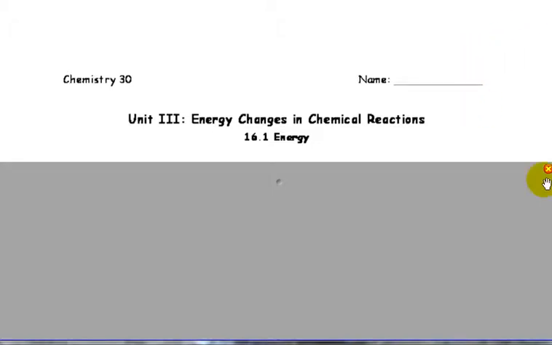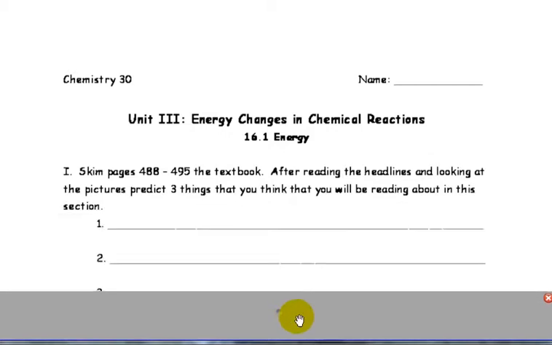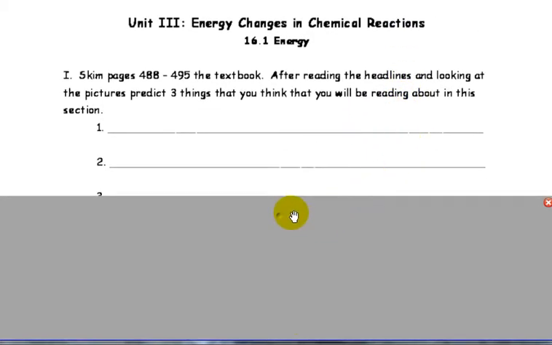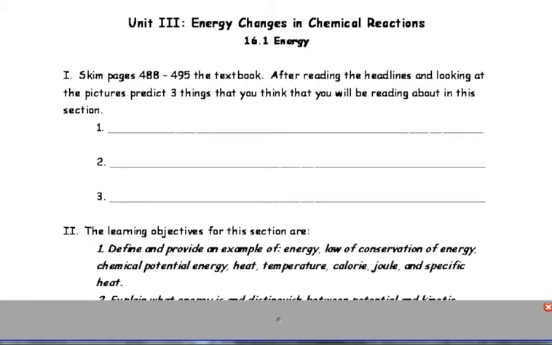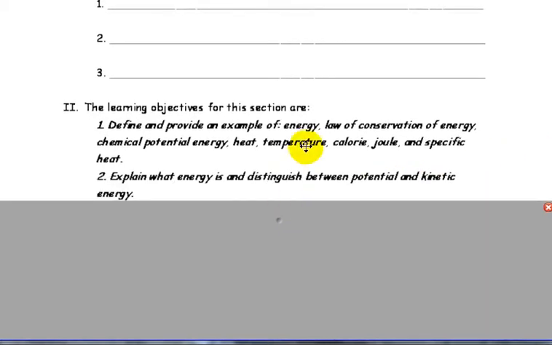Welcome back, Chemistry 30. This is the 6.1 booklet for Unit 3, Energy Changes in Chemical Reactions. The objective for this is to look at examples of energy, law of conservation of energy, chemical potential energy, heat, temperature, calorie, joule, and specific heat.